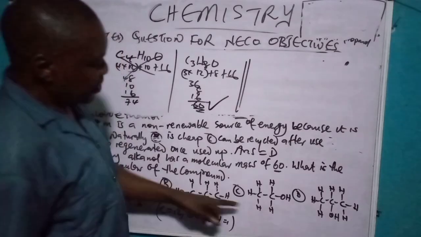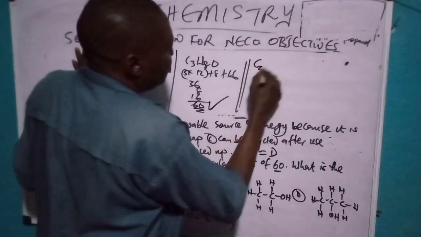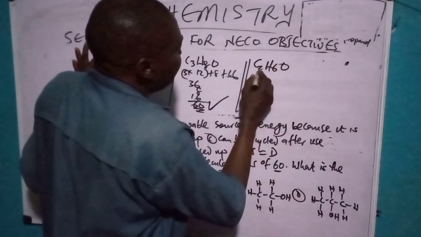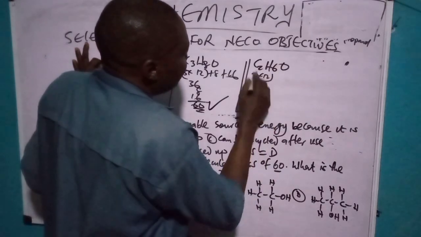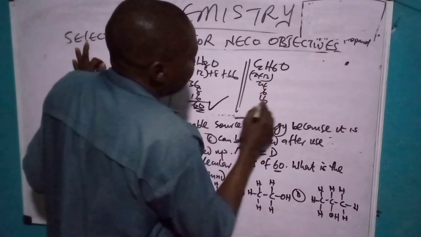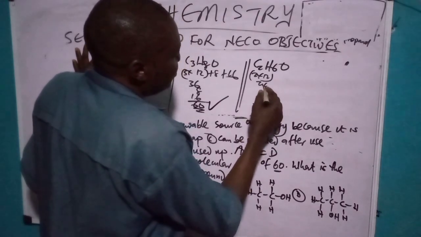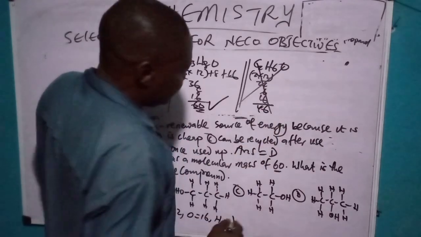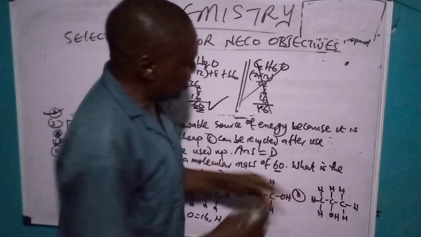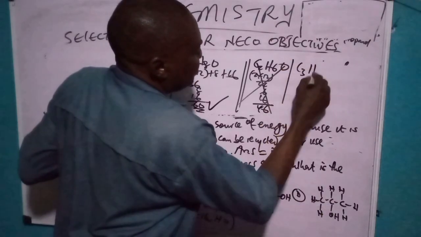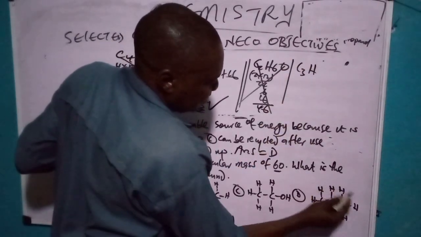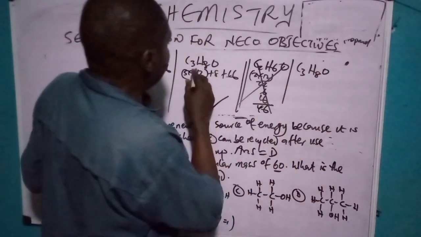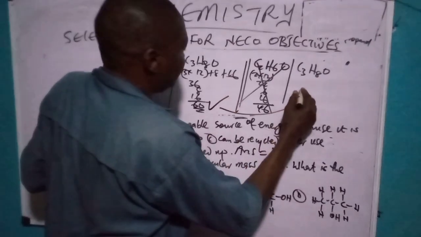Let's consider the rest. 1, 2. C2, H: 1, 2, 3, 4, 5, 6. H6, O. This is 2 times 12, which is 24, plus 6, plus 16. This gives 46. This one is wrong. Then let's go to the last one. 1, 2, 3. C3, H: 1, 2, 3, 4, 5, 6, 7, 8. H8, O. I think it's similar to this. So automatically this one also gives 60.